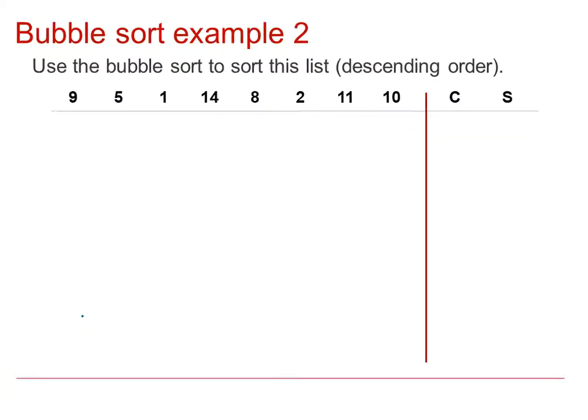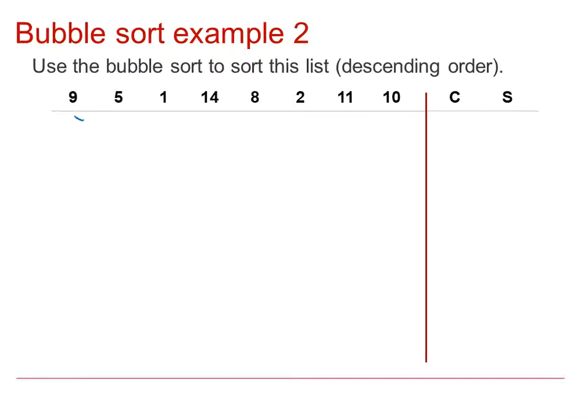In this example, we're going to do a bubble sort algorithm, but we want to end up in descending order. So we want the biggest number at the beginning and the smallest ones at the end. So we need to do this one extra carefully. So biggest at the beginning, smallest one at the end.